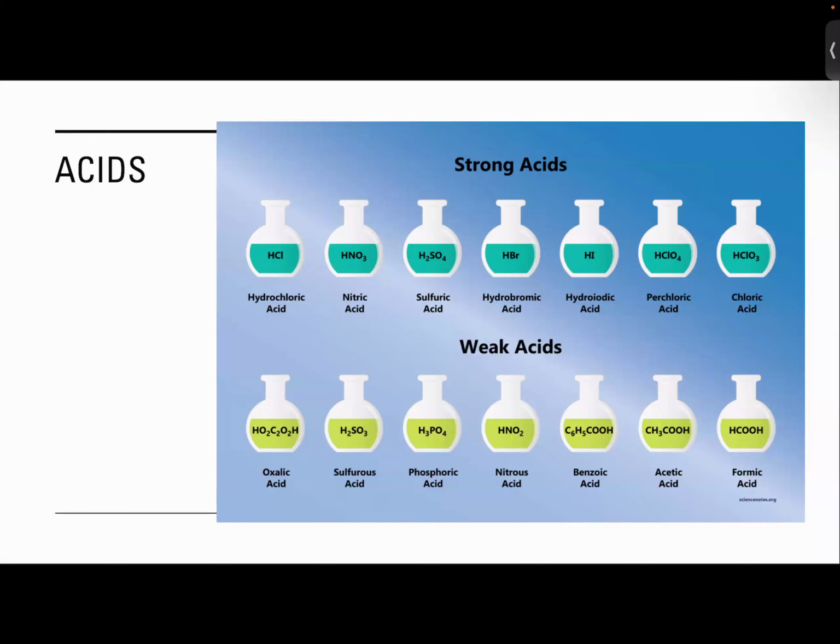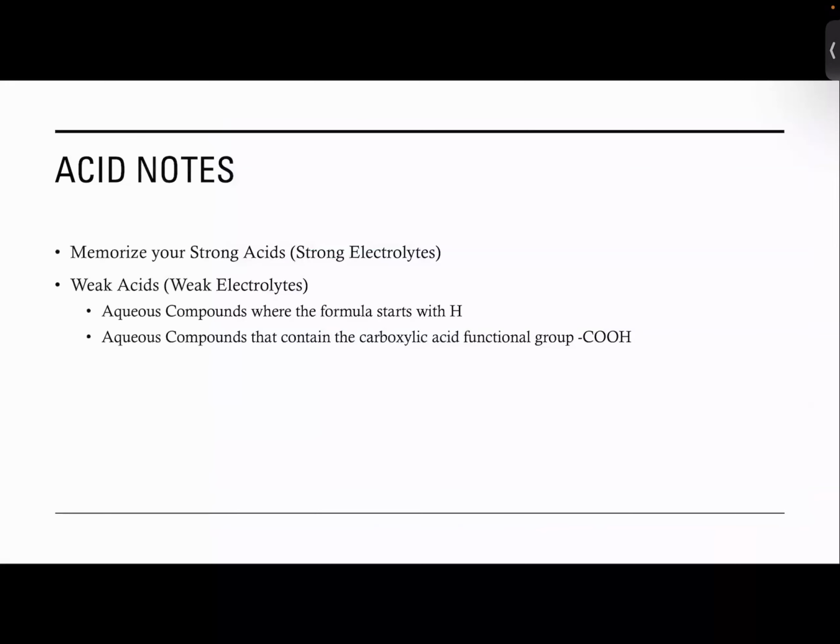In the case of all of the strong acids, the acidic hydrogen is listed first in the formula. With respect to the weak acids, the acidic hydrogen is listed first in the formula, or it has this COOH group called a carboxylic acid. In the case of a carboxylic acid, the hydrogen attached to the 2 oxygens is going to be the acidic hydrogen, which I just specify over here.